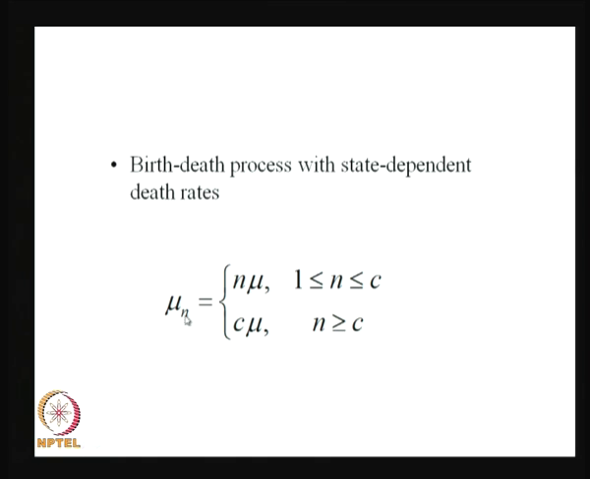The birth rates are lambda, whereas the death rates depend on n. The mu n is a function of n, therefore it is called state dependent death rates. It need not be n times mu, it can be any function of n, and we can still use the word state dependent. So here it is a linear function. The death rates are n times mu whenever n lies between 1 to C, and mu n is going to be C times mu for n greater than or equal to C.